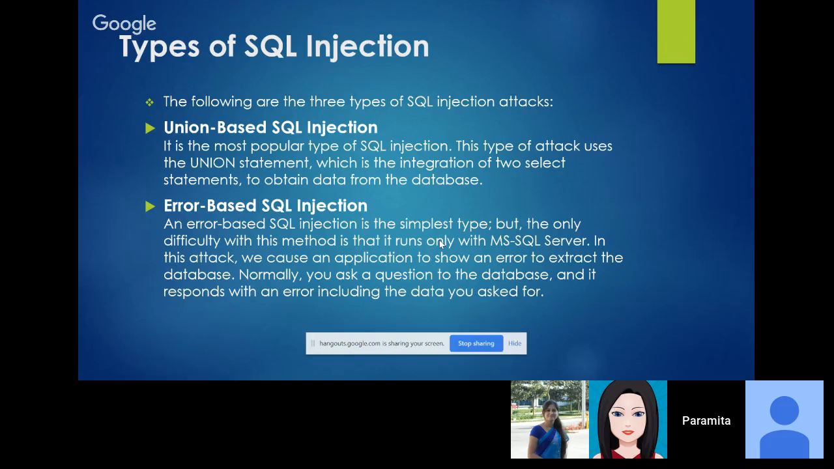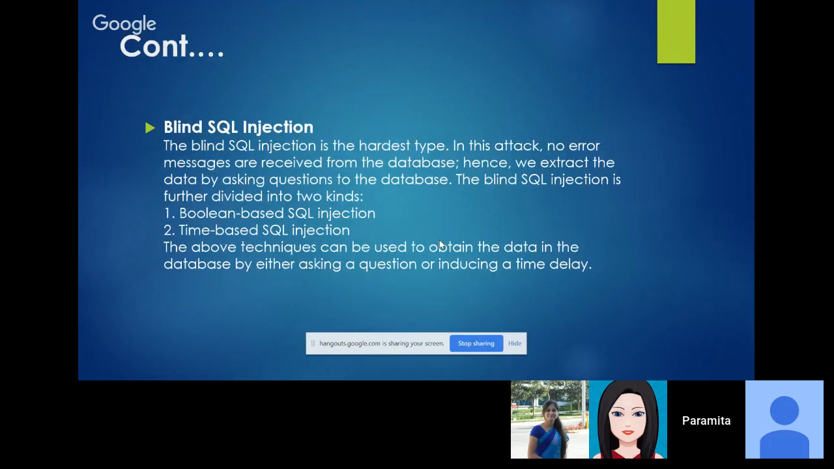The next one is the error-based one, where we get some error and from there extract the database information. This is the simplest one we can say, but mostly it can be performed on the MS SQL server. Here we ask a question to the database and we get the information in an error format. That's why we named it error-based SQL injection.